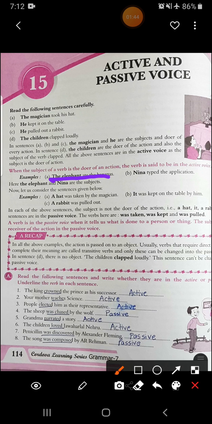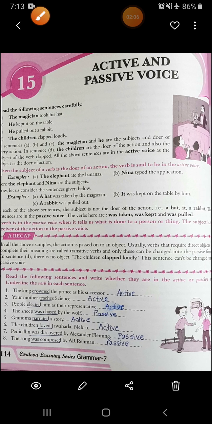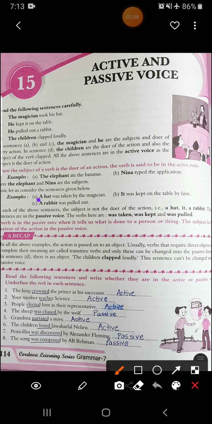The elephants ate the bananas. Nina typed the application. Again, here the elephants in example A and Nina in example B, both are the subjects and they are the doer of an action. They are the subject and they are doing an action. All right. Now let us see some more examples. A hat was taken by the magician. It was kept on the table by him. A rabbit was pulled out.